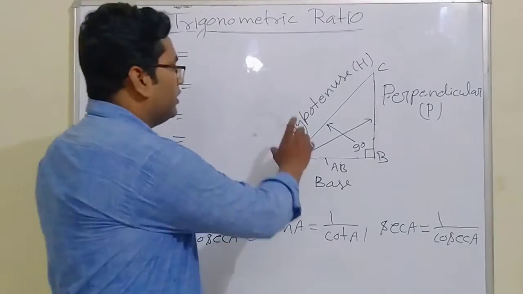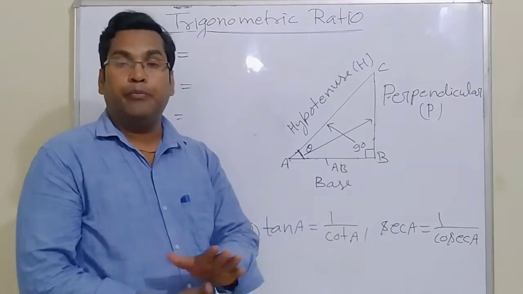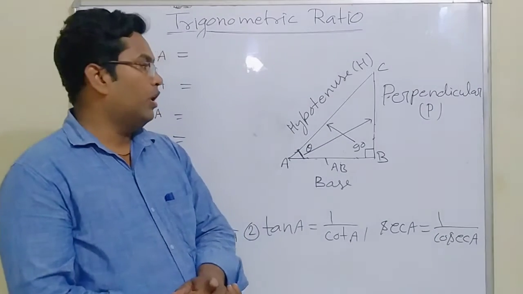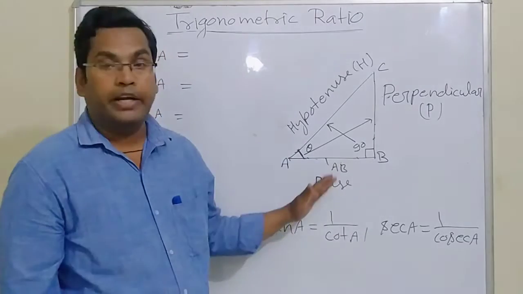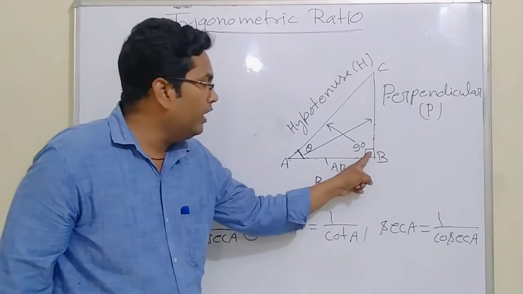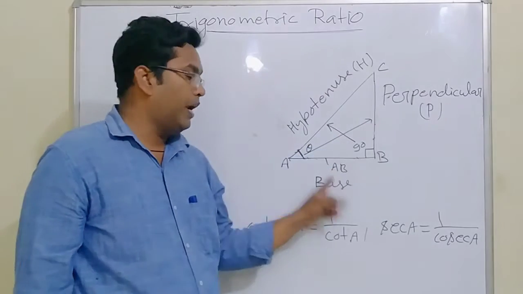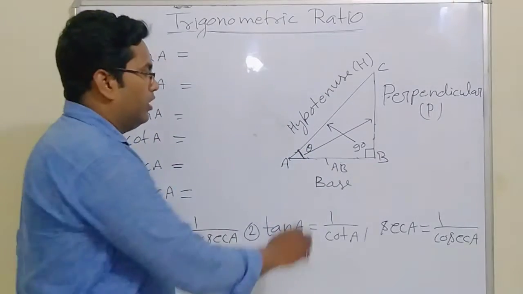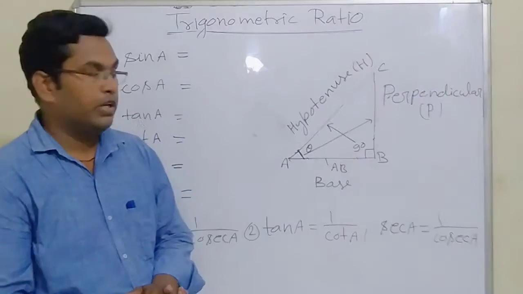So there are three particular sides: hypotenuse, perpendicular, and base. We know the basic concept of trigonometry, so here we learn only the right angle triangle, in which the three sides are hypotenuse, perpendicular, and base. Which one is the hypotenuse, which one is the perpendicular, and which one is the base?